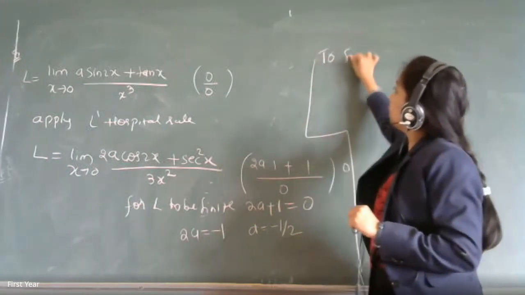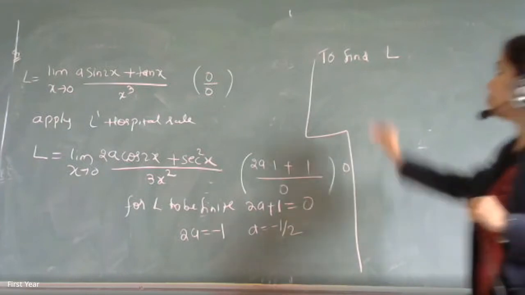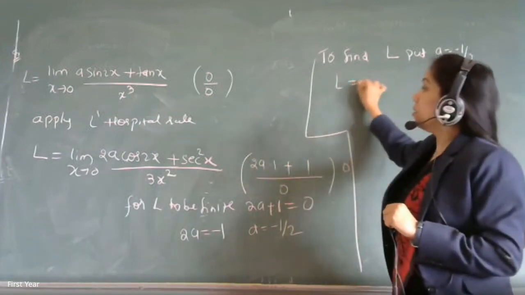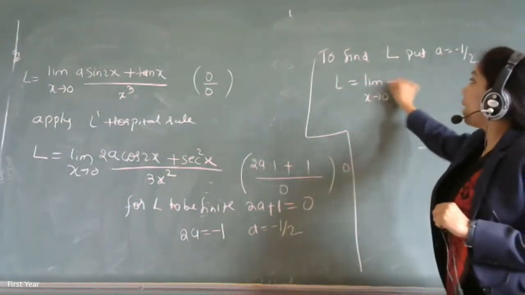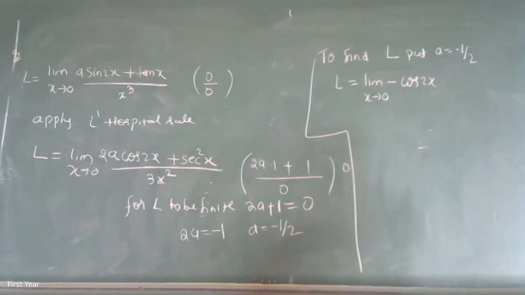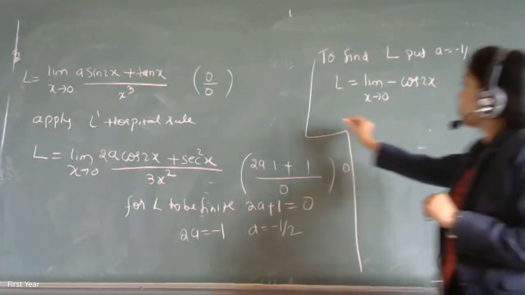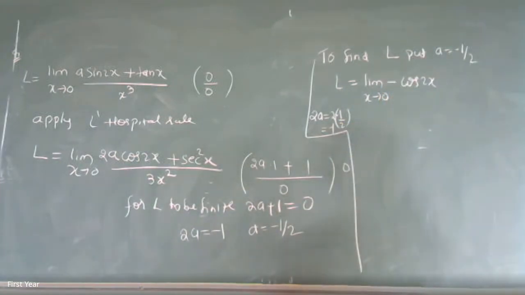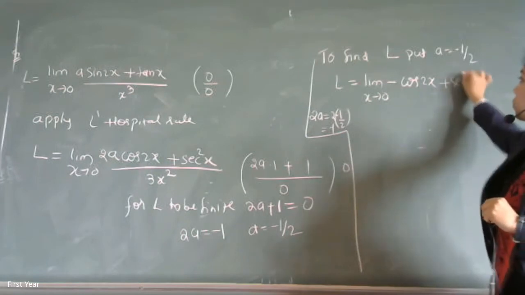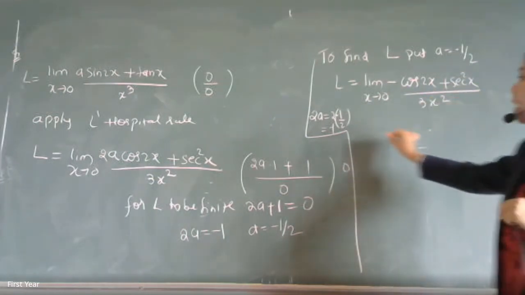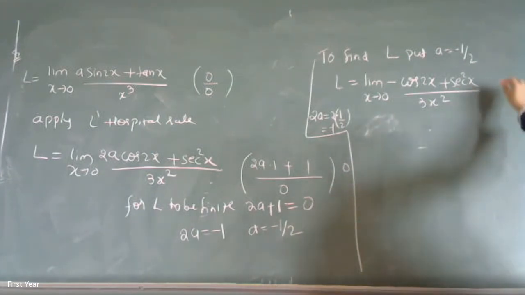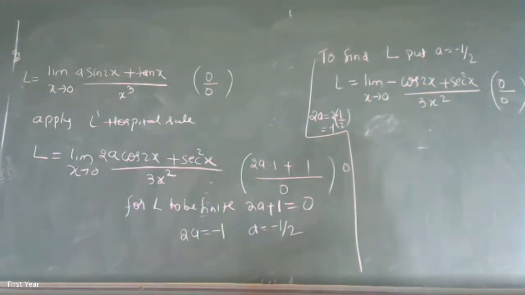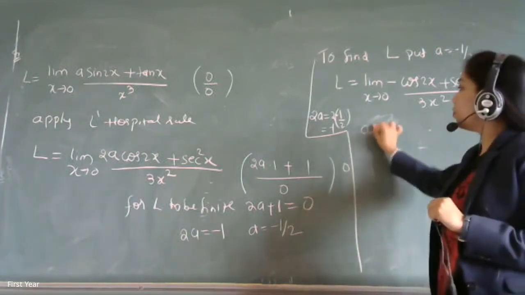To find L, put a is equal to minus half in the previous step. So L will become limit as x goes to 0, minus cos of x, because 2a is 2 into minus half, so that is minus 1. Minus cos of x plus sec square x upon 3x square. So L क्या हो गया? Limit. What is the form now? Just see it. Cos of 0 is 1, minus 1 plus 1. So again it is 0 by 0. So again apply L'Hospital rule.